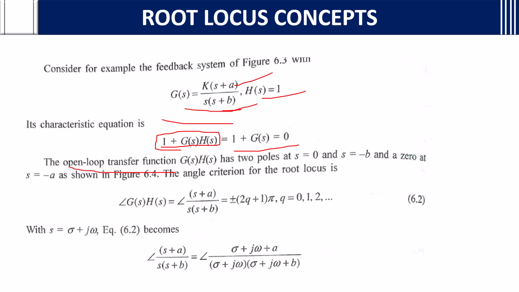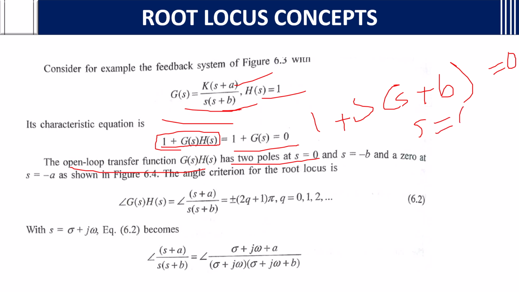So the open loop transfer function G(s)H(s) has two poles, that is, s = 0 and s = -b. As we can see, s(s+b) + K(s+a) = 0. So the characteristic equation, if you see, you will get what?